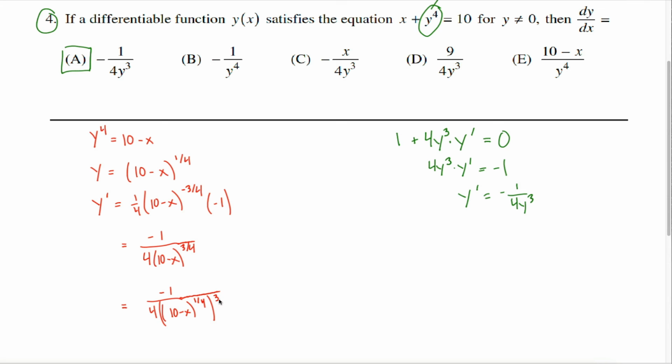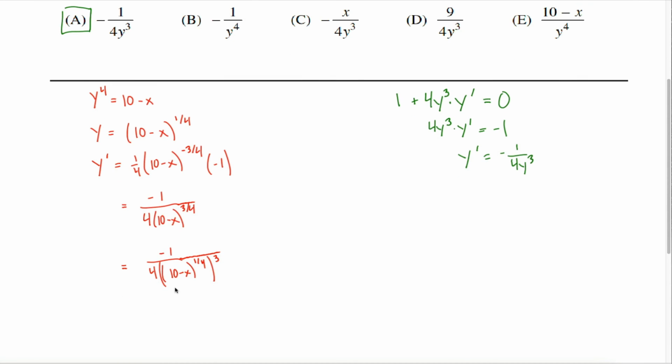Because when you have exponents raised up to exponents, you multiply them together, and 1/4 times 3 is 3/4. Now maybe notice that inside this outer set of parentheses, I got (10 minus x) to the 1/4 power, which up here we wrote is exactly what y is equal to. So I can change that into a y, and voila, I get the exact answer that I came up with over here. There's really no reason to solve this problem this way. It's more steps, it took a little bit more time.